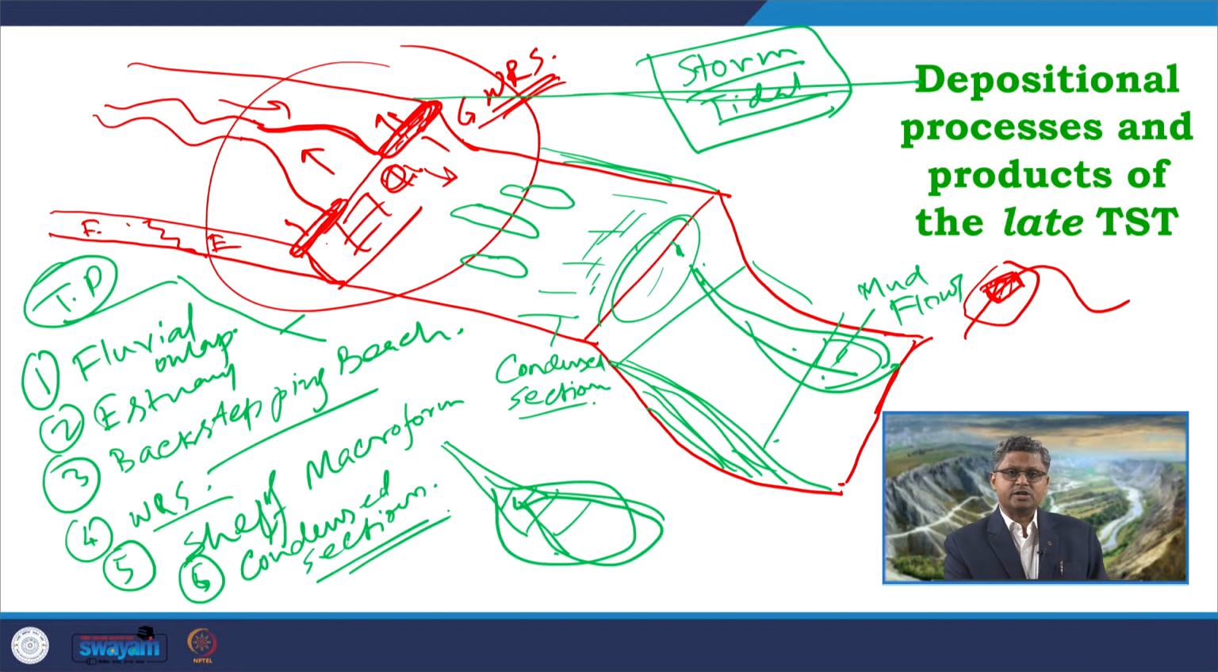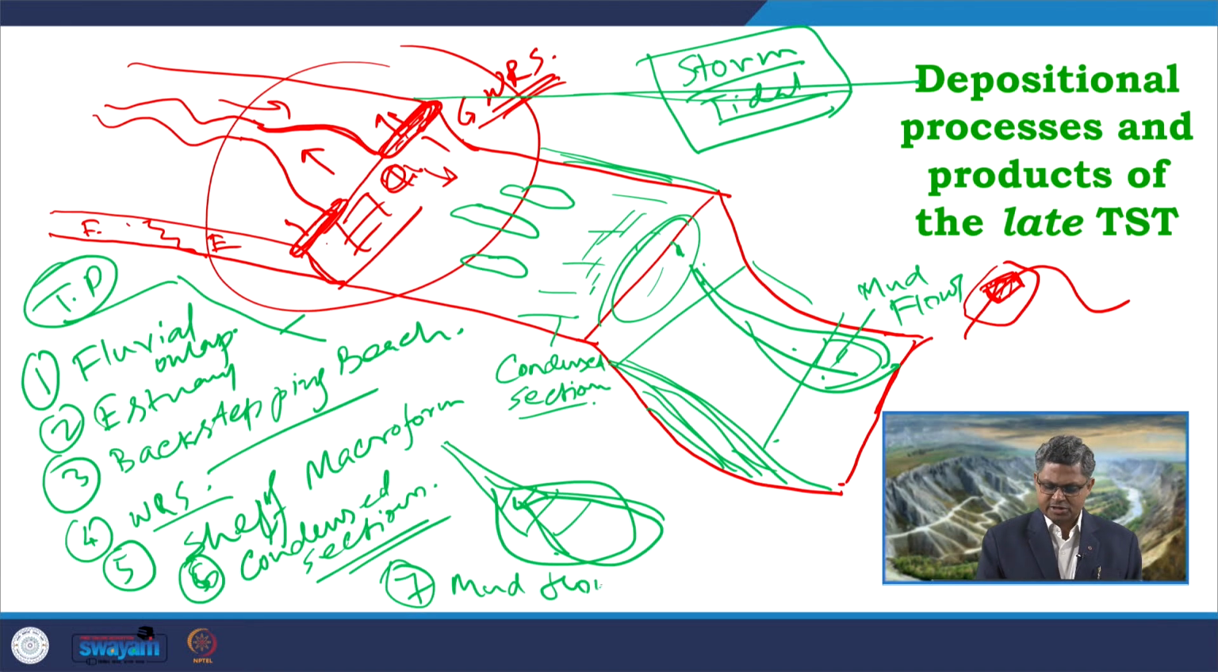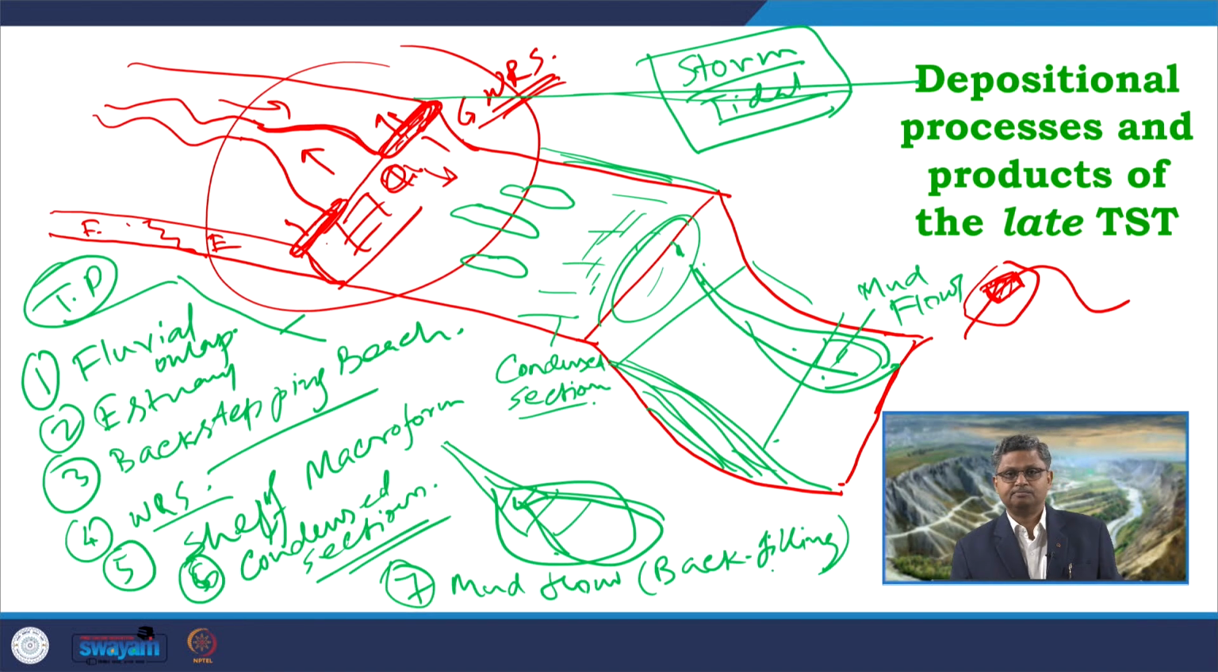So, these are the deposits that will form in the shallow marine area. Now, this is also resulting in instability in the shelf edge, instability in the shelf slope break, and that will lead to formation of, so that is point number 7, the formation of high density debris flow deposits or successive mud flow deposits, which are also showing a kind of backfilling pattern, backfilling of the canyons.